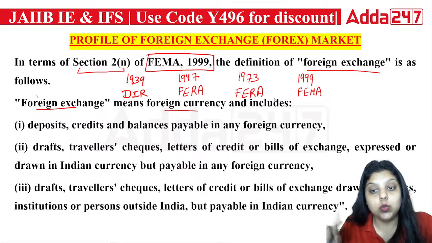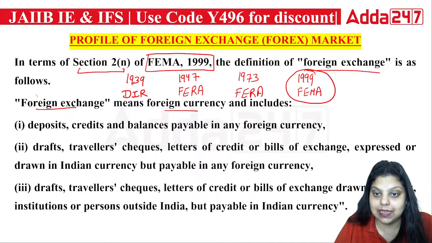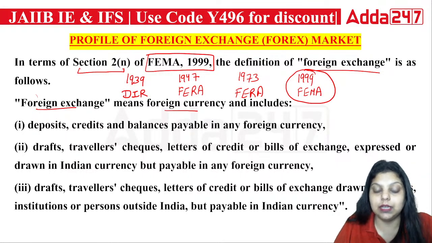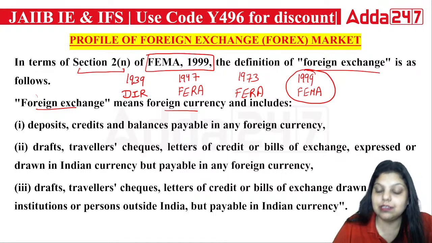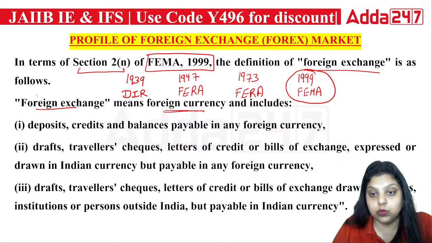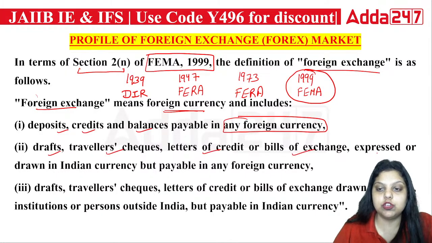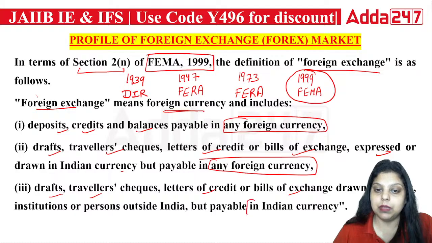Okay, so right now, RBI uses the legislation FEMA Act 1999 to manage or regulate the foreign exchange of our country, right? Do remember that. Under the FEMA Act, section 2(n) defines foreign exchange. It says that foreign exchange means foreign currency, which includes first, deposits, credit, balance payable in any foreign currency. Then draft, traveler's check, letter of credit, bills of exchange expressed or drawn in Indian currency but payable in any foreign currency. Then draft, traveler's check, letter of credit, bills of exchange drawn by banks, institutions or persons outside India but payable in Indian currency.